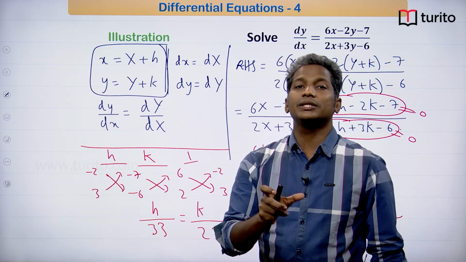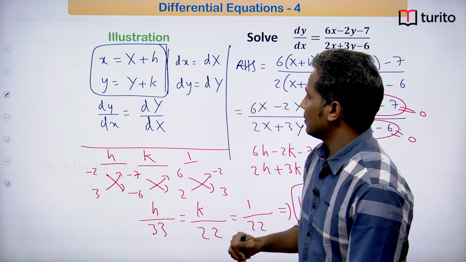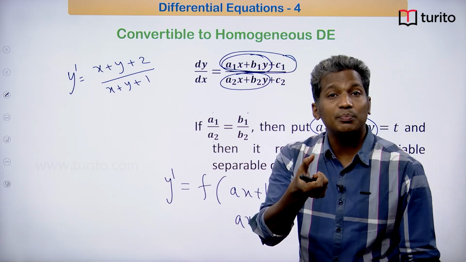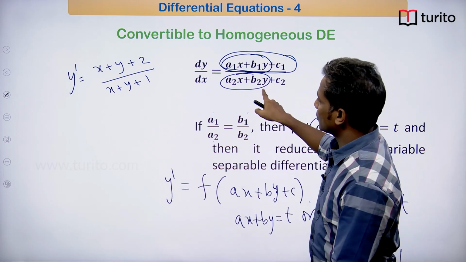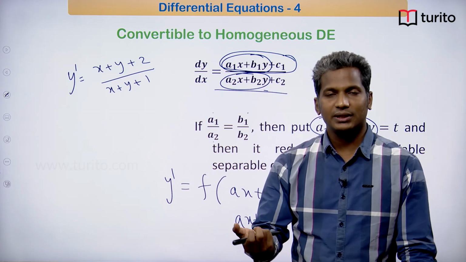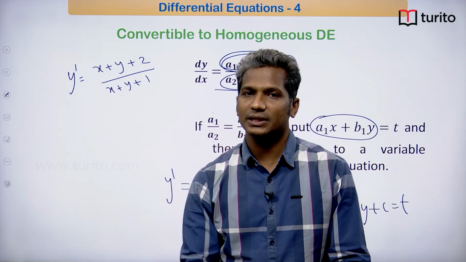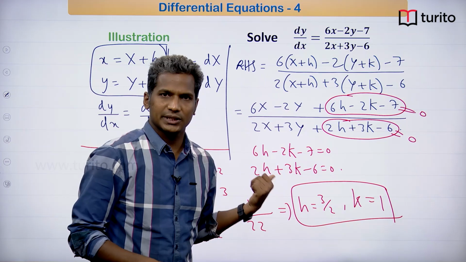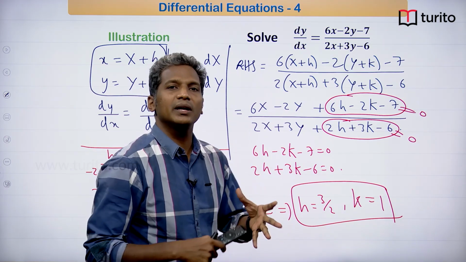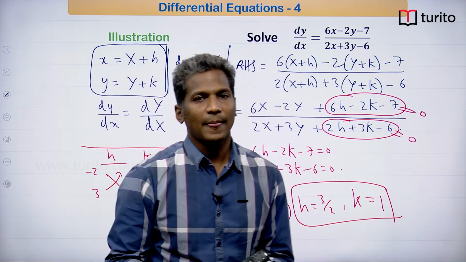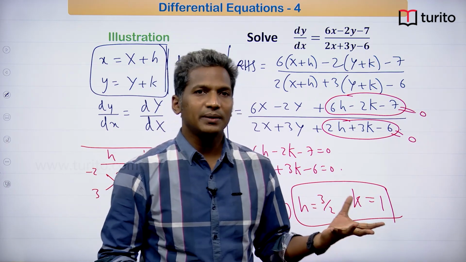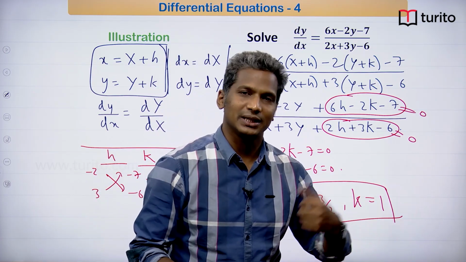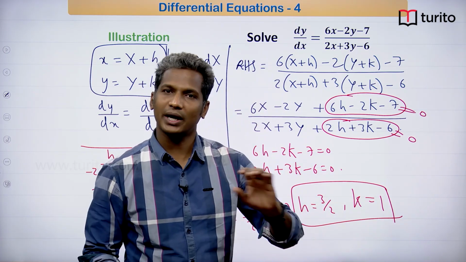When we shifted the origin to the point h comma k, what happened was this numerator became one line passing through the origin. This also became one line passing through the origin. That is how we got the homogeneous expression. Okay. So that is the main idea of this entire process. So this entire process may look algebraically confusing, but geometrically it is very simple. We have basically shifted the origin and got a new differential equation. Okay. So that is the whole idea.